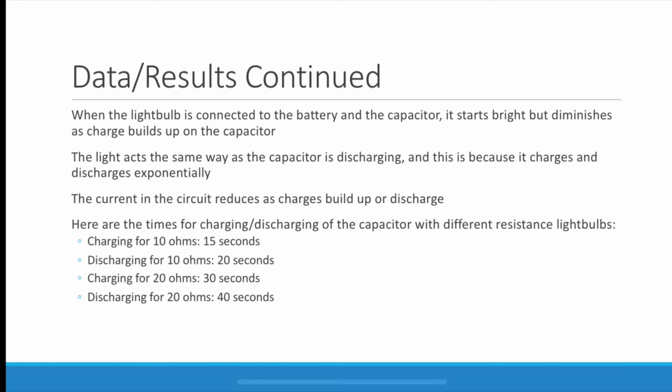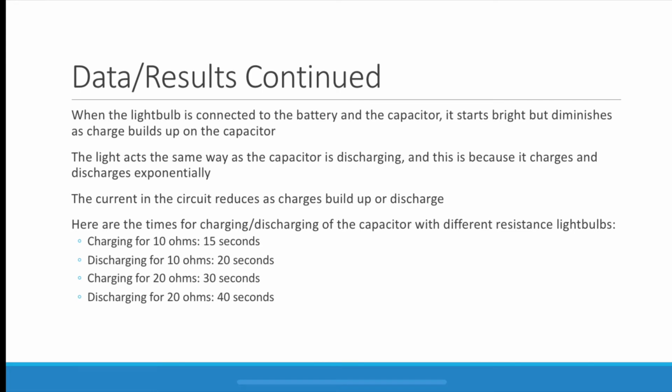When the light bulb was connected between the battery and the capacitor, it started out bright, but then it dimmed slowly as charge built up on the capacitor, and acted the same way as the capacitor was discharging. This is because it charges and discharges exponentially, meaning that it's not at a constant rate, and the current reduces as the capacitor is charging or discharging.